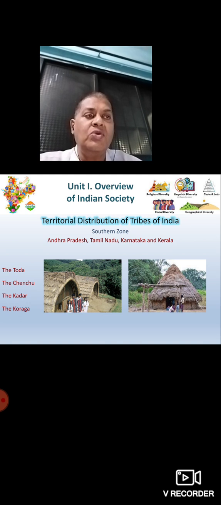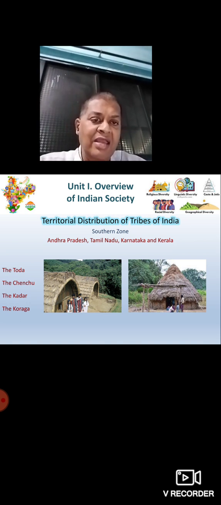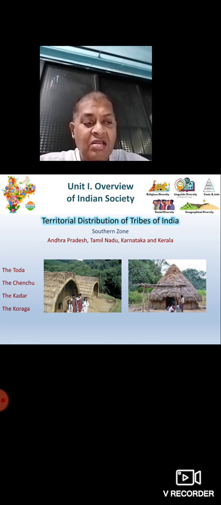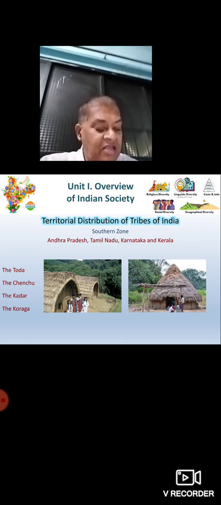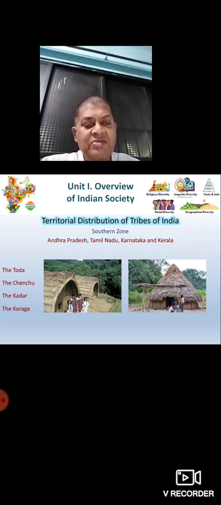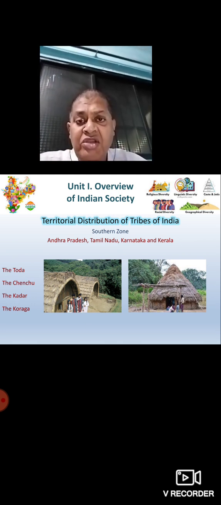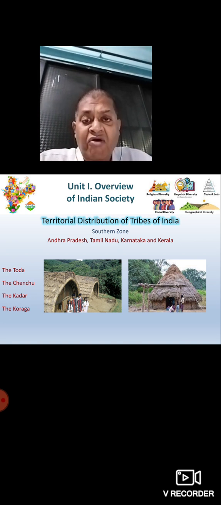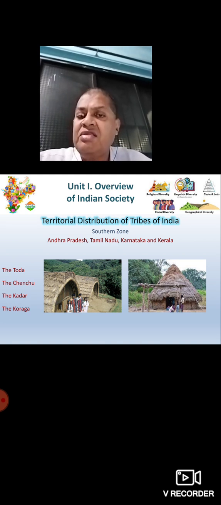Now the southern zone. This includes the states of Andhra Pradesh, Tamil Nadu, Karnataka, and Kerala. And the tribes that we have, look at the habitation that they have, the huts, how they are thatched. The Toda, the Chenchu, the Kadar, and the Koraga. These are the tribes of the southern zone. So as you can see, India is a variety of existences, a variety of lives, a variety of experiences, a variety of breathing, in fact. People over here range from the richest to the poorest.